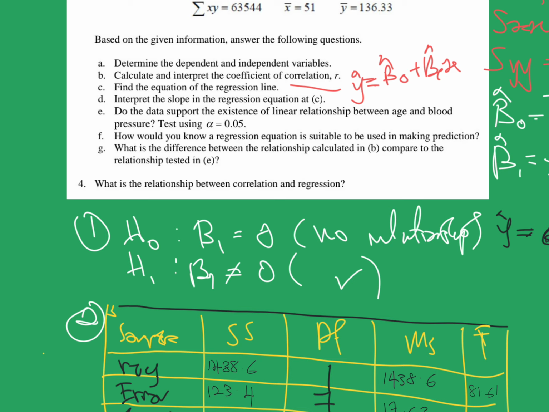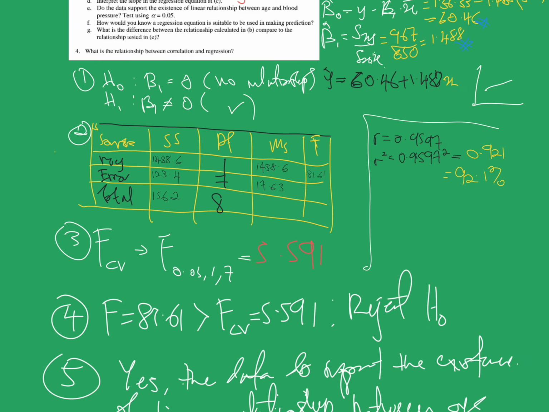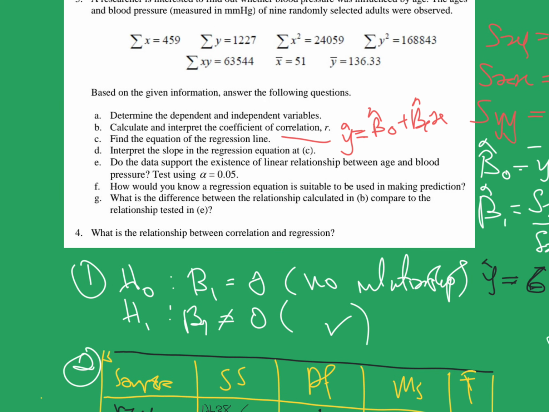Now G, what is the difference between the relationship calculated in B compared to E? So B, just now, we calculated for R. And the interpretation is there's a strong and positive relationship, meaning we'll say that there's a linear relationship, right? That is strong and positive. As for E, we'll also come up with the conclusion that yes, there is a linear relationship. So both of these answers are actually giving the same conclusion.